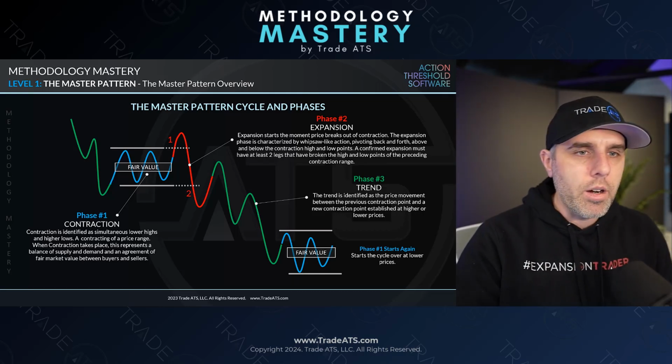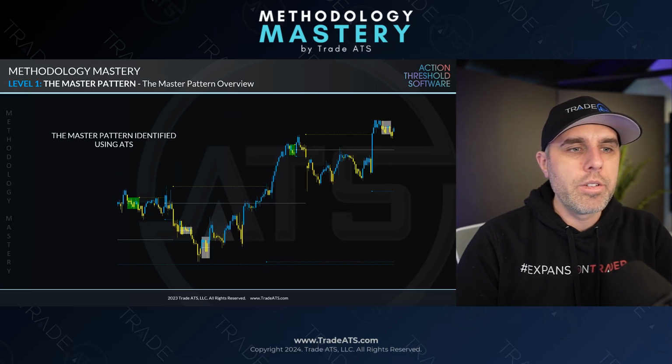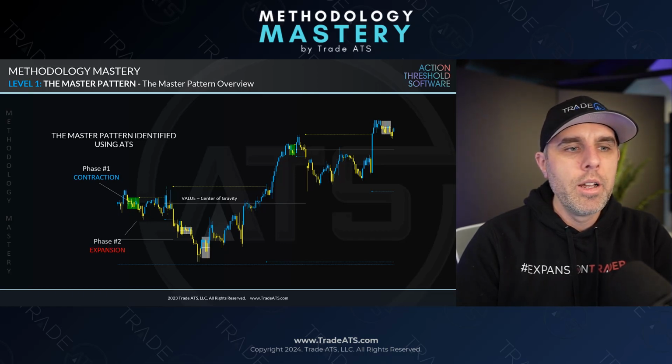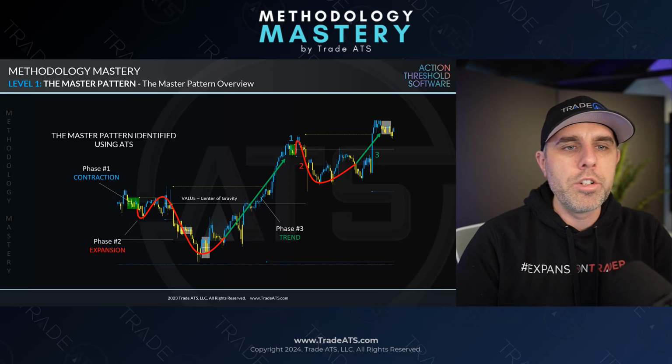So, all right. The master pattern identified using ATS. So here's the same thing, but actually using the software. We have our phase one contraction, which puts out our value or our center of gravity, we'll call it sometimes. Our phase two is the expansion coming out of that box. And then phase three is a trend. And then it goes back into phase 1, 2, and 3 again, as we can see there.